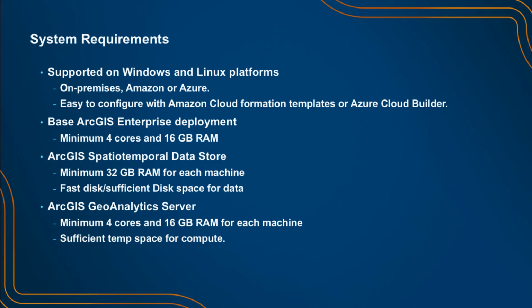For the ArcGIS GeoAnalytics Server, we require a minimum of 4 cores and 16 GB of RAM for each machine. And again, sufficient temp space on the drives where the temp data will be written. This is especially important for Linux, where the defaults might be configured with a lower temp disk space.